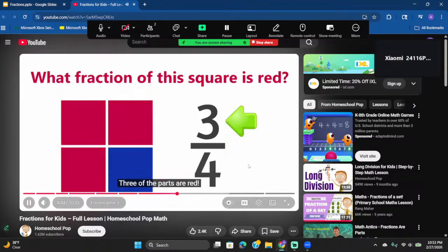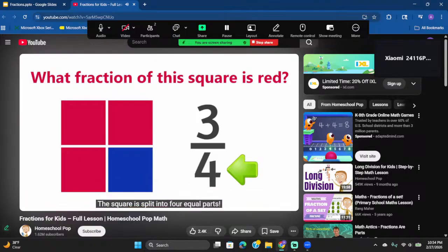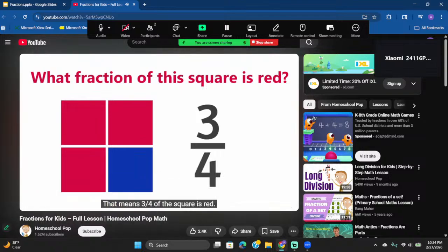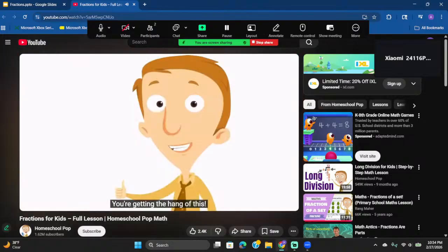3 of the parts are red. The denominator shows us how many total parts the square is split into. The square is split into 4 equal parts. It's split into fourths. 3 out of 4 parts are red. That means 3/4 of the square is red. Very cool. You're getting the hang of this.